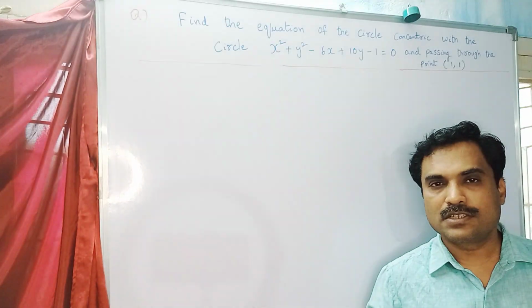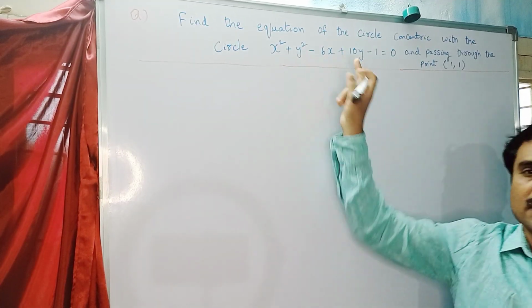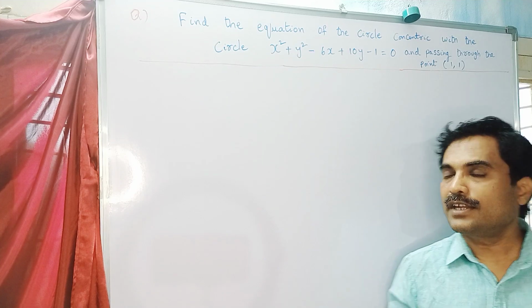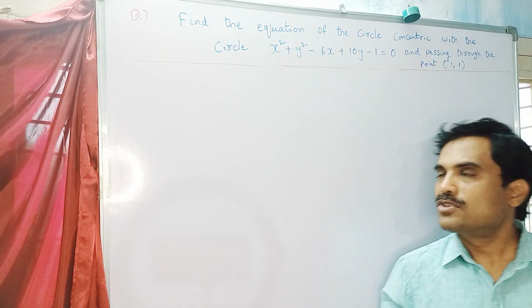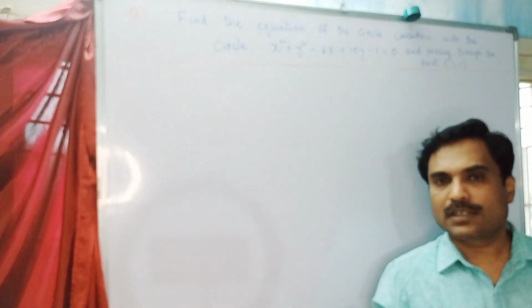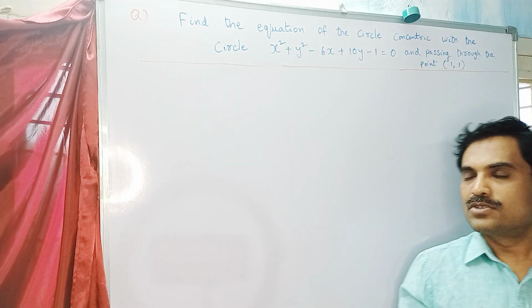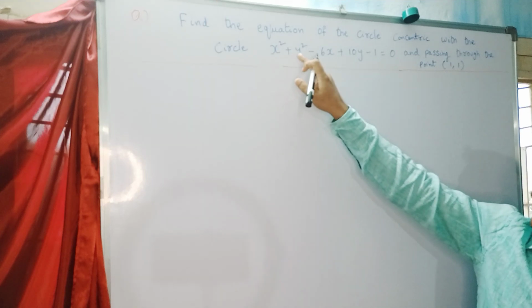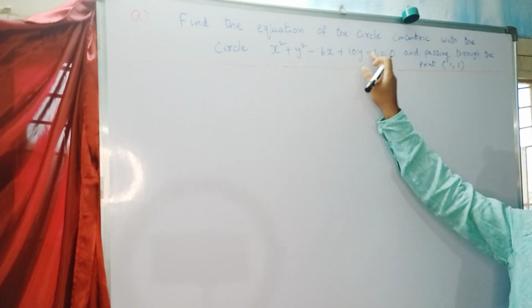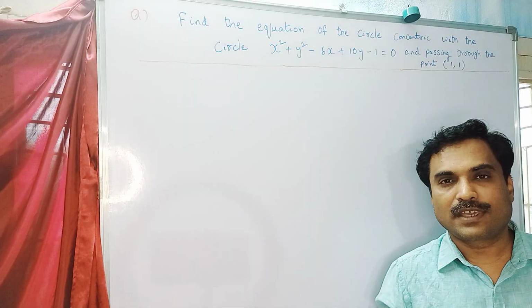What conditions have they given? The conditions they have given are, the required equation of circle is concentric with this circle, that is the first condition, and the second condition, that the required equation of circle is passing through the point (1, 1). As you know, an equation of a circle concentric with another circle means a circle having the same center but a different radius. So the required equation of circle, since it is concentric with the given circle, will be of the form x square plus y square minus 6x plus 10y. Here the constant term differs, so in place of minus 1 we will put plus k equal to 0.